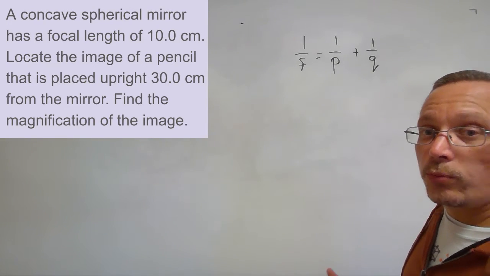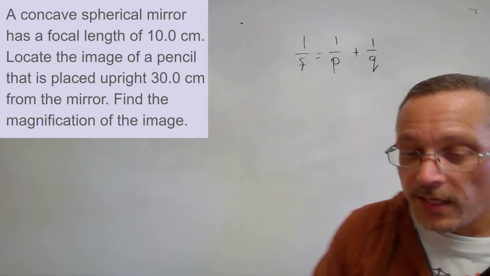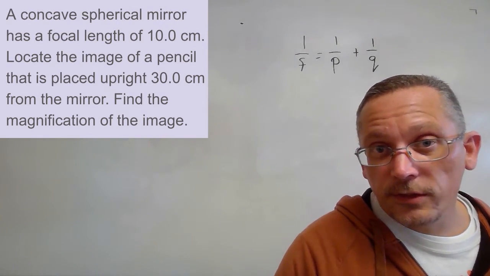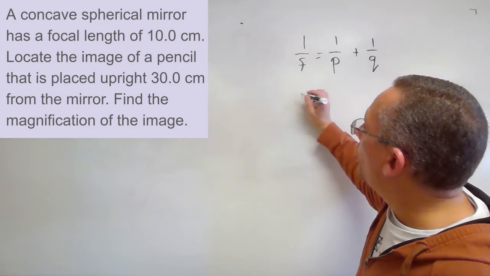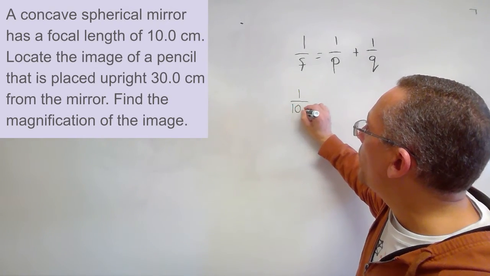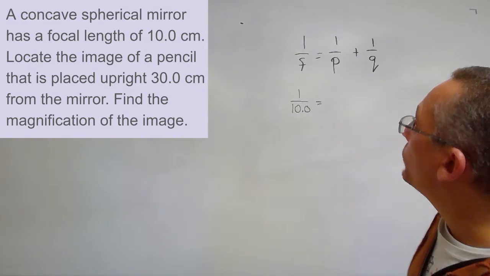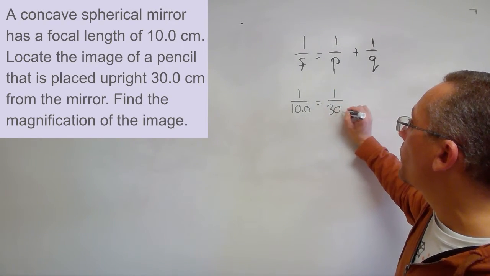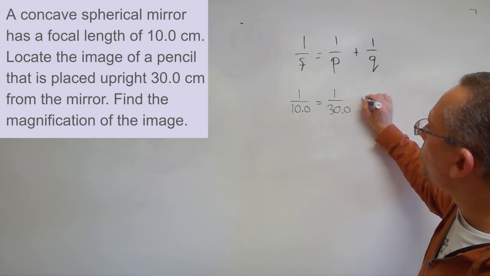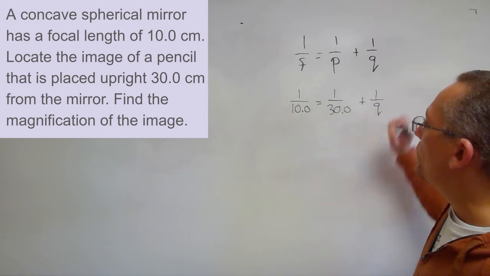Okay. So now it told me that the focal length is 10 centimeters. I can just choose to work in centimeters on these problems. I don't have to change it to meters. So let's say 1 over 10 centimeters is equal to, it told me the object distance was 30 centimeters, 1 over 30 centimeters plus 1 over the image distance.